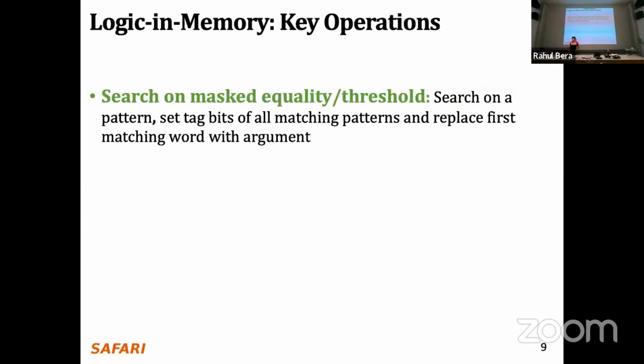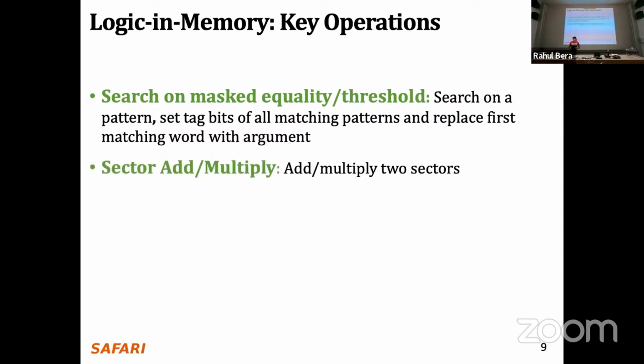So some key operations proposed by Stone are searching on masked equality or threshold. So you search on a pattern, set the tag bits of all matching patterns, and replace the first matching word with the argument. We'll look at an animation of how this works. Sector addition or multiply: add two sectors together or multiply two sectors together. Simple as that. And then Stone further proposes some other operations, such as scaling a sector, in which an entire sector is scaled by a scalar value.